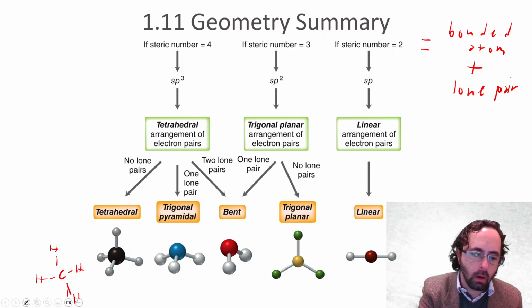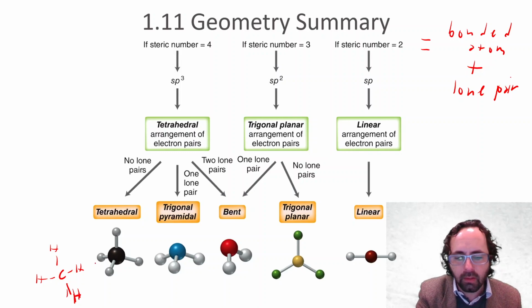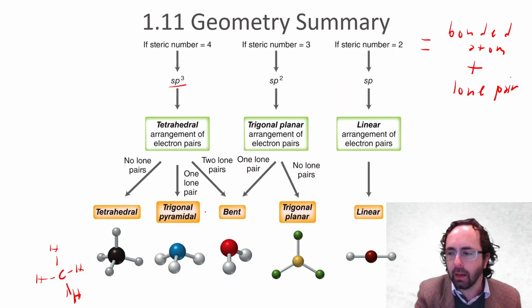Oops. CH4. Can't seem to finish this H here. And so this carbon is bonded to 4 other atoms. So it has 4 bonded atoms, giving it a steric number of 4. And whenever steric number is 4, we can say that atom is sp3 hybridized, as long as there is no resonance.